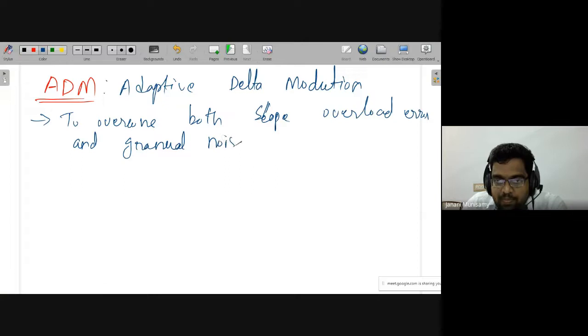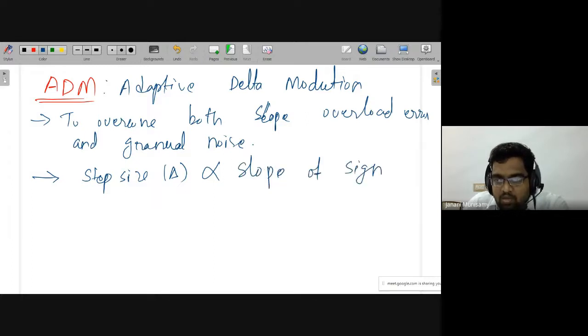So now here what we will be doing is that the step size is now variable. The step size now we have to vary with respect to the slope of the signal. The slope of the signal may be varying instantaneously, so in such a way we have to also vary the step size. It's like some kind of feedback in the system, so we have to form some kind of feedback. The moment the signal comes, my circuit has to understand what is the slope of that signal. Accordingly I have to modify the step size so that I can avoid both slope overload error and granular noise.